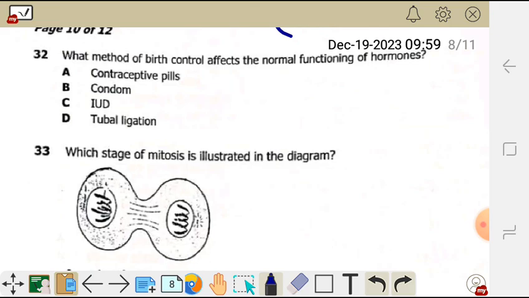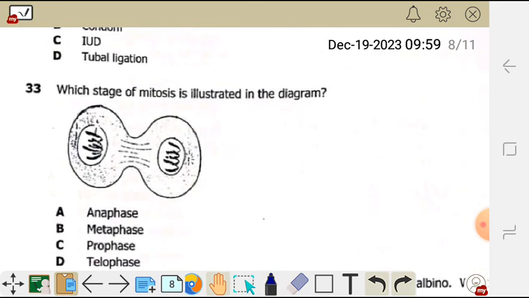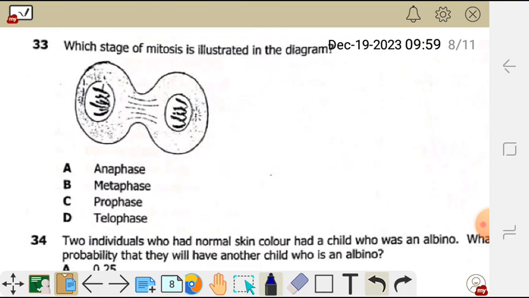Question 33 reads, which stage of mitosis is illustrated in the diagram? So in this diagram, which stage of mitosis is illustrated? The stage here which is illustrated is the telophase, where the cell now divides, separates the cytoplasm to form new daughter cells. So this is the last phase in the mitotic process. So anaphase, metaphase, and the prophase, these are the early phases.